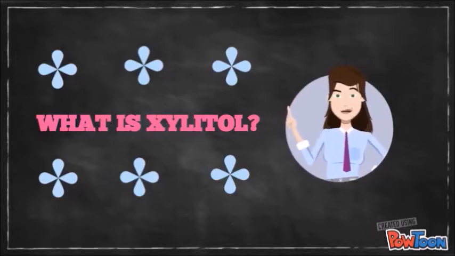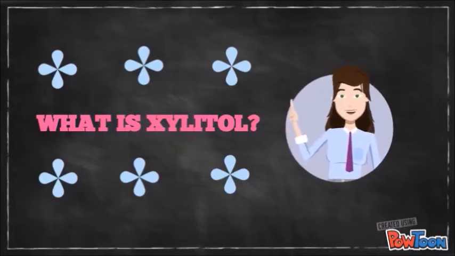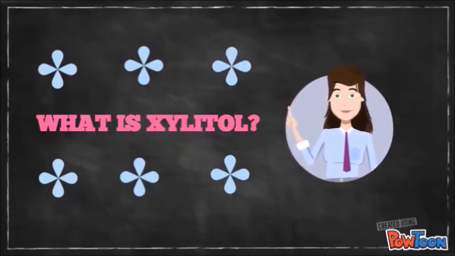Xylitol is used as a diabetic sweetener, which is roughly as sweet as sucrose, but with 40% fewer calories. It is unlike sugar and many other substitutes.